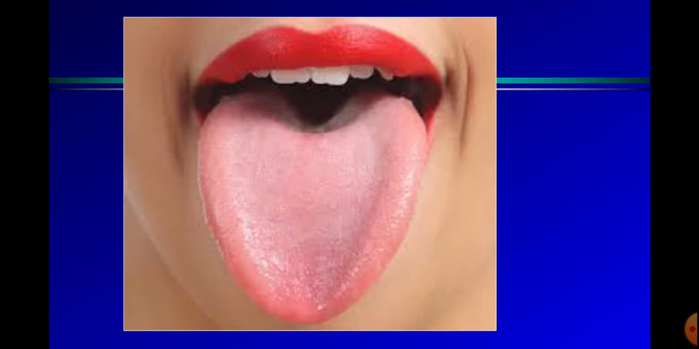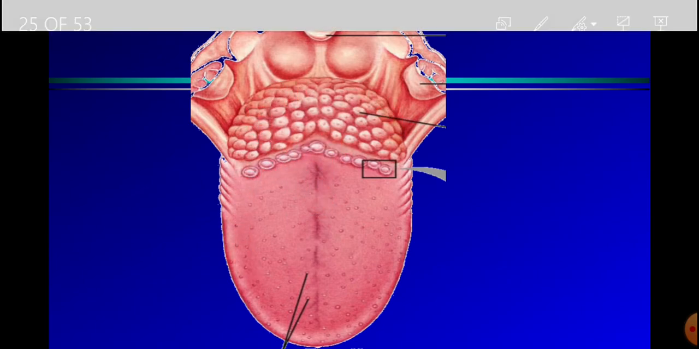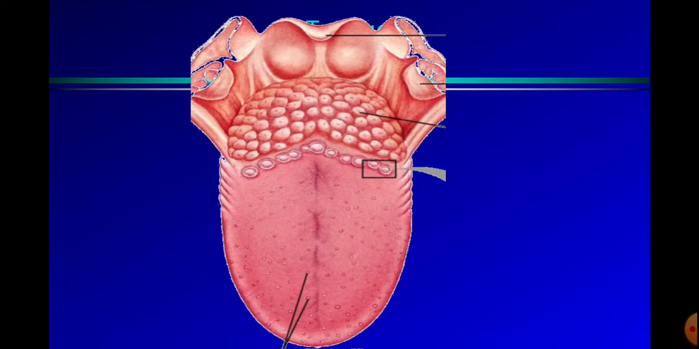We will see these different parts in this picture. There is a clear-cut demarcation. We can differentiate it very easily in this picture: this is the anterior 2/3 part and this is the posterior 1/3 part. These are divided by this V-shaped sulcus called the sulcus terminalis. So here this is the pharyngeal part, the posterior 1/3 part, and here this is the anterior 2/3 oral part.